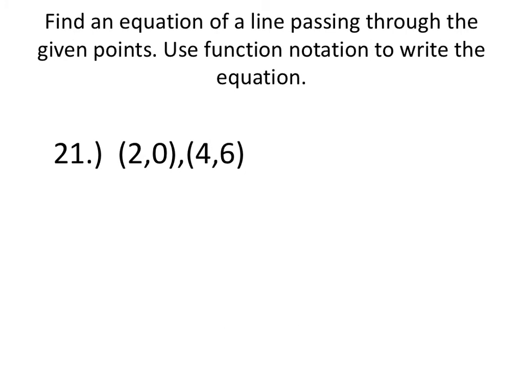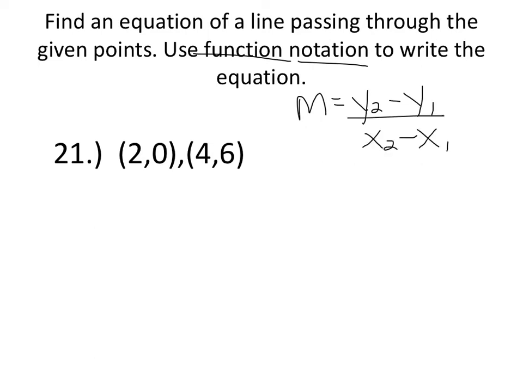So starting with number 21, find an equation of a line passing through the given points. This time they want us to use function notation to write the equation. So they didn't just gift wrap the slope for us this time. We're going to have to do a little bit of work. So we're going to have to use the formula m equals y2 minus y1 over x2 minus x1 to find these last couple equations of lines. So label x1, y1, x2, y2.